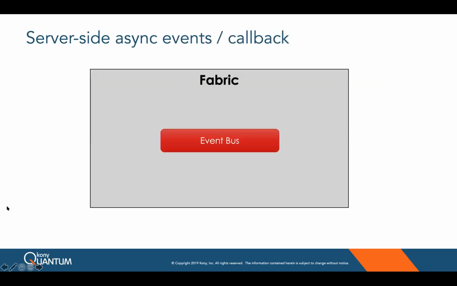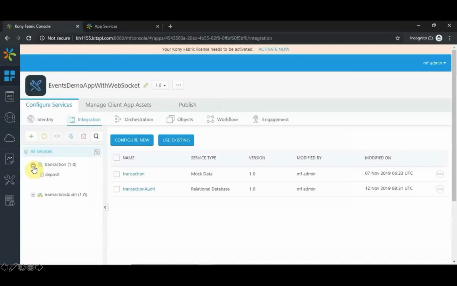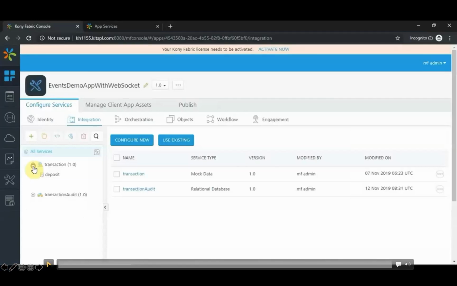So as I said, this is all built on top of the event bus in Fabric. And you have different types of service, right? Like integration, object, and workflow. Each of them can either fire or listen to events on the event bus, right? And we'll just see a quick video of how that is being done.